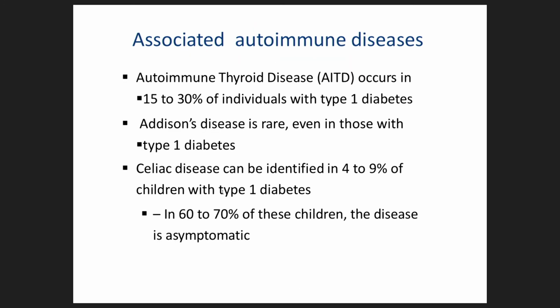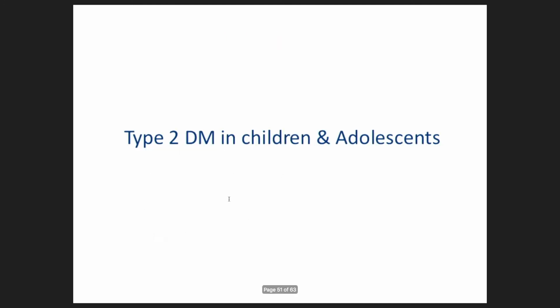Associated autoimmune diseases with type 1 diabetes, as mentioned earlier, include celiac disease, Addison disease, and autoimmune thyroid diseases.